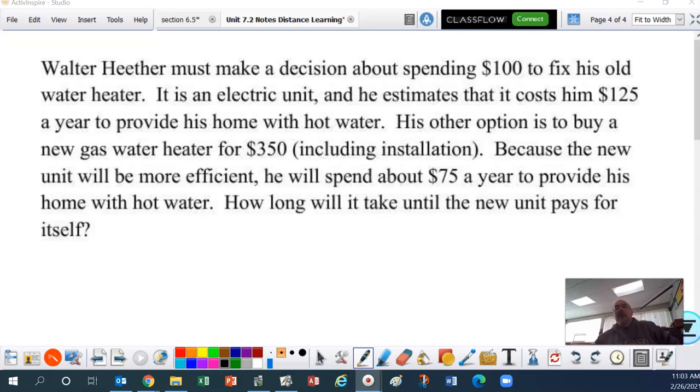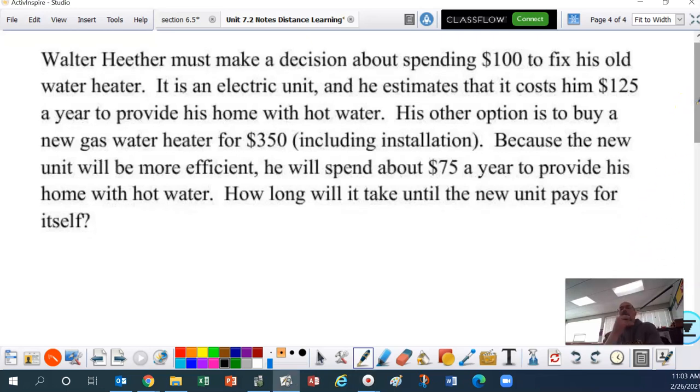All right, it is an electric unit, and he estimates that it costs him $125 a year to provide his home with hot water. His other option is to buy a new gas water heater for $350, including installation. Because the new unit will be more efficient, he will spend about $75 a year to provide his home with hot water. How long will it take until the new unit pays for itself?